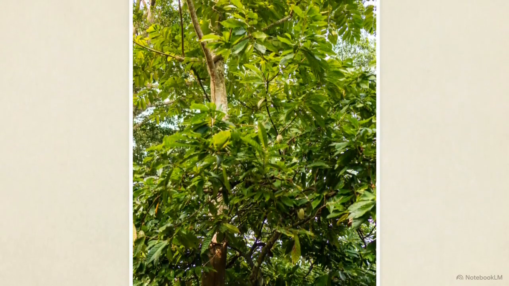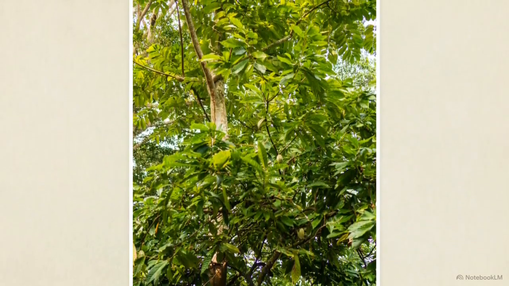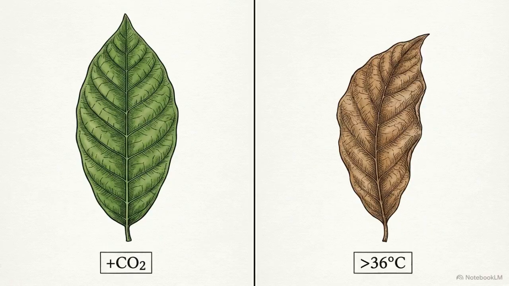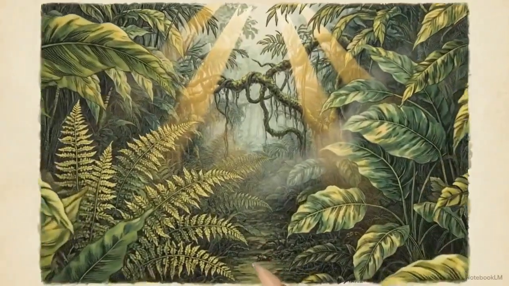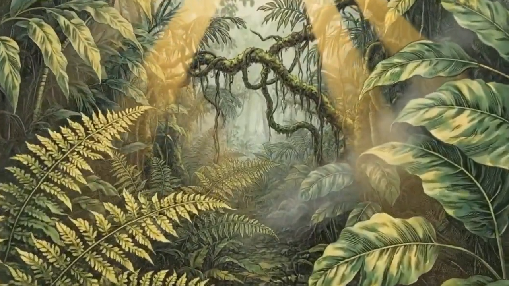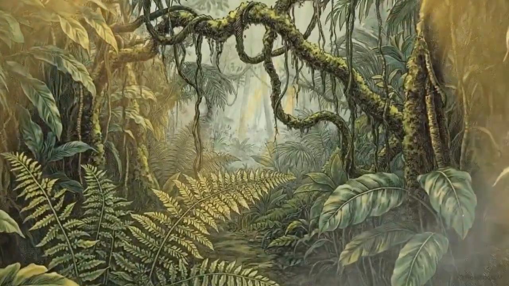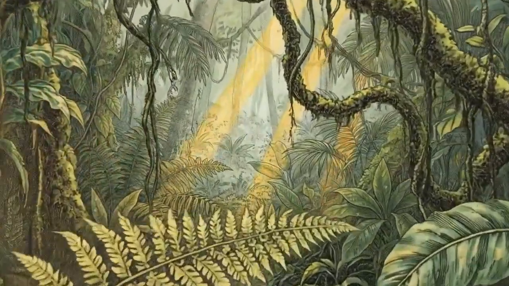To understand why its biological systems fail, we must look at how it evolved. Elevated carbon dioxide is not a uniform fertilizer. For cacao, it operates as a highly conditional physiological buffer, constrained by strict and unforgiving thermal limits. Cacao's native habitat is the lower story of the Amazon rainforest. It evolved to thrive under dense canopy shade and persistent high humidity.